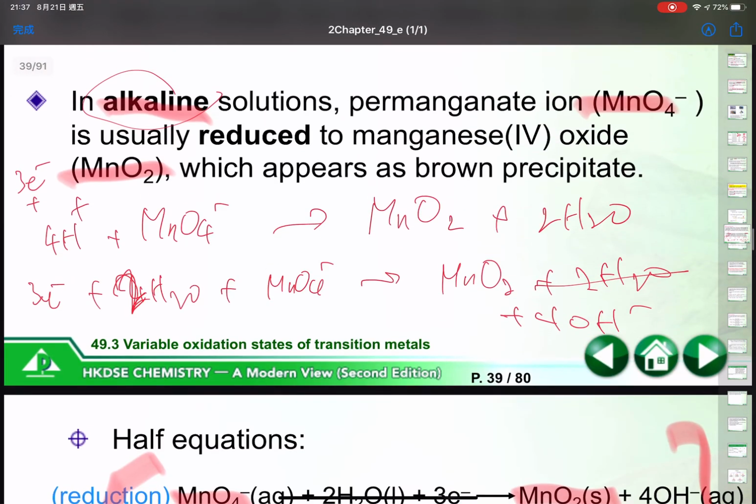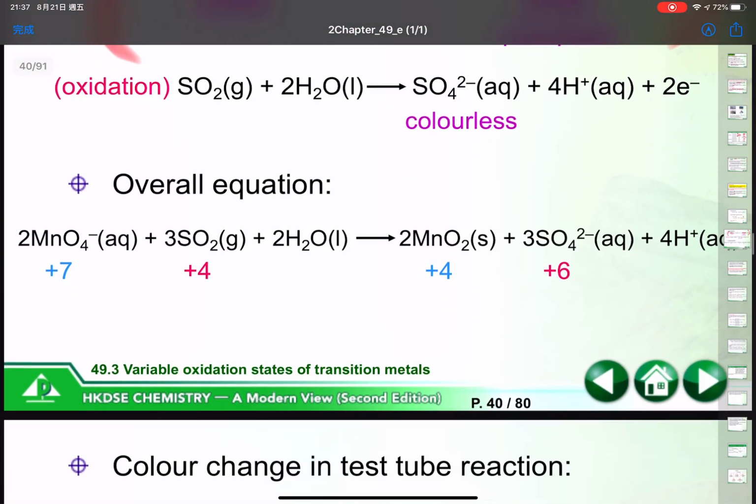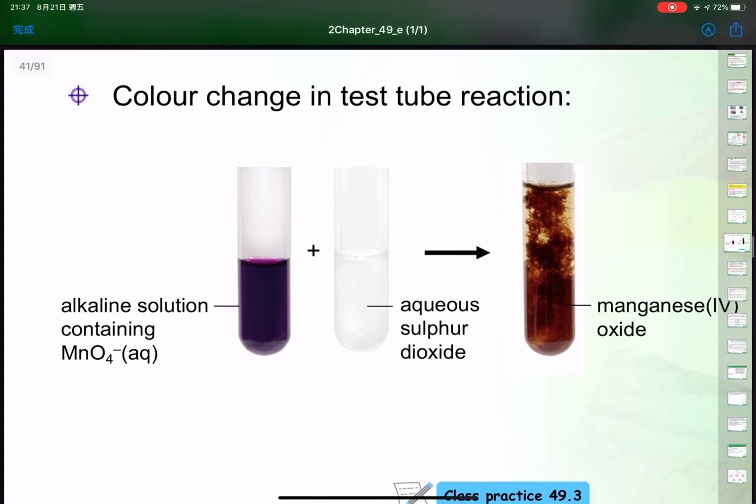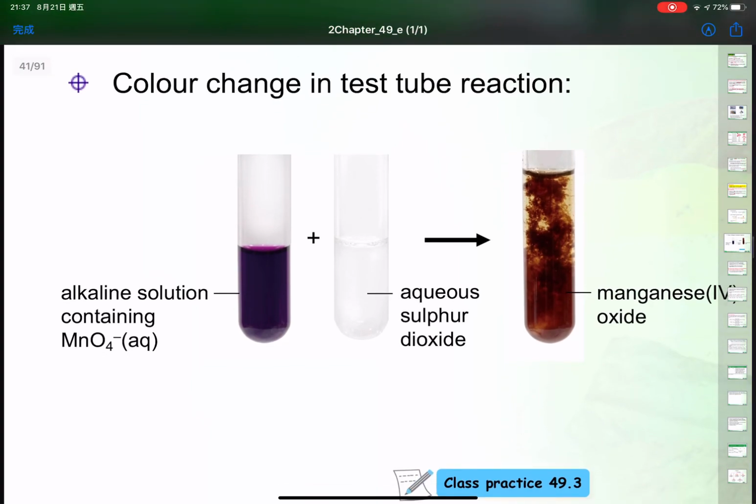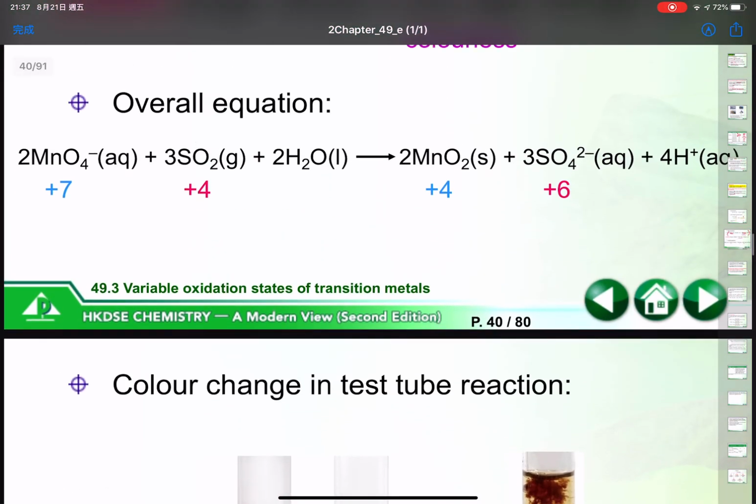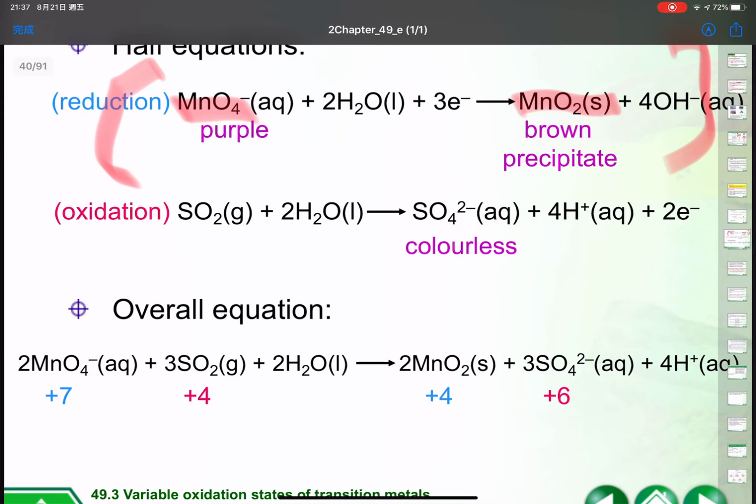Remember we're using this method. Firstly, we use the old step of balancing the H+. After that, check the environment. If it is an alkaline environment, you just add hydroxide on both sides, then you can eliminate the H+. So this is the color change. I won't go into that. Like manganese(IV) oxide, basically, what is the color? Brown precipitate, a brown solid.